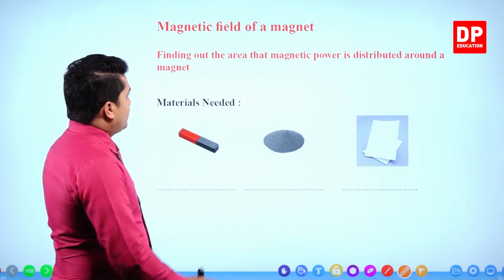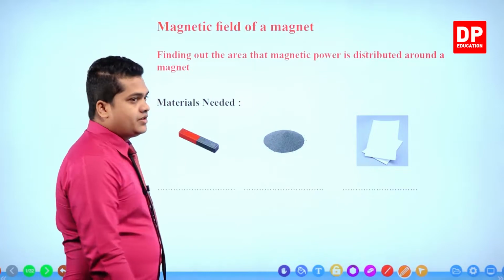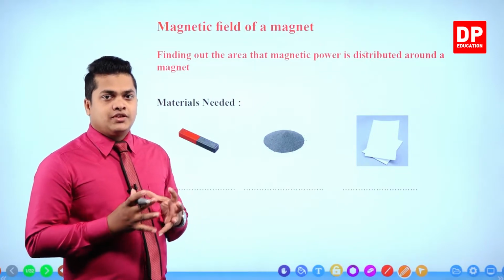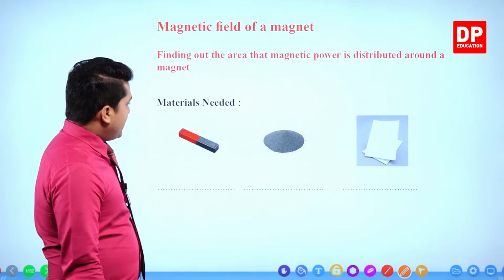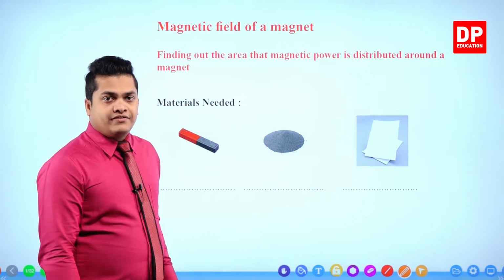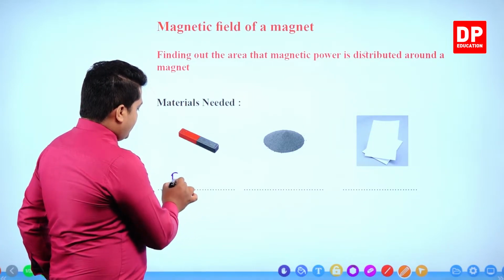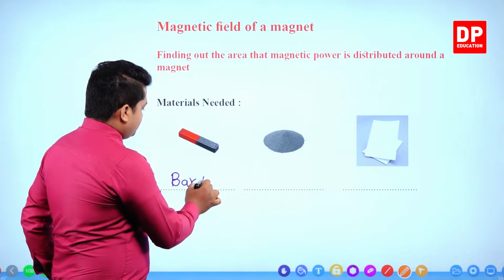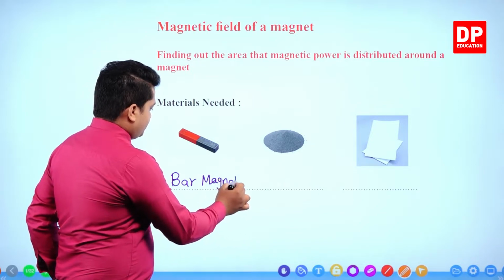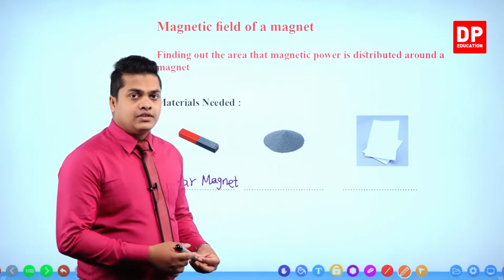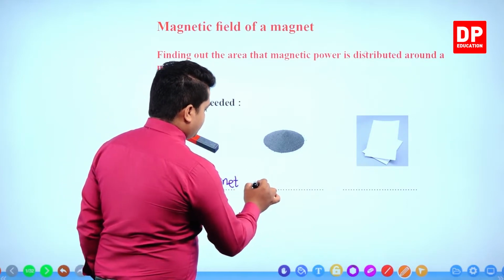We are going to find out the area over which the magnetic power is distributed around a magnet. We'll need these materials to study the magnetic field. First, you need a bar magnet. Number 2, you need iron filings or iron powder.